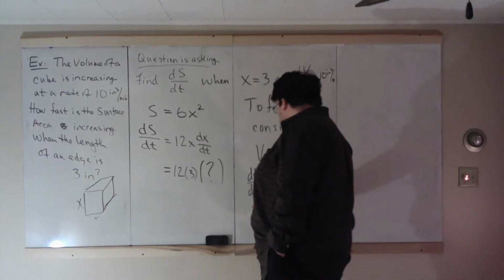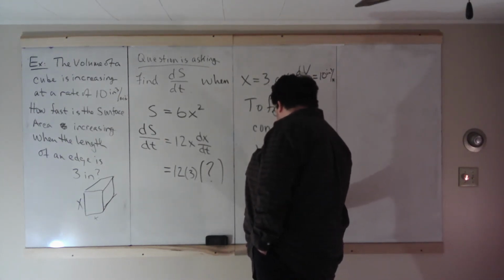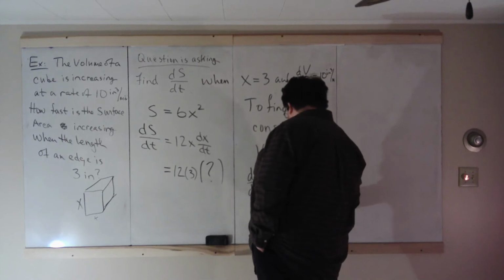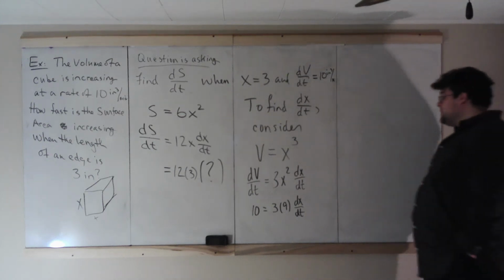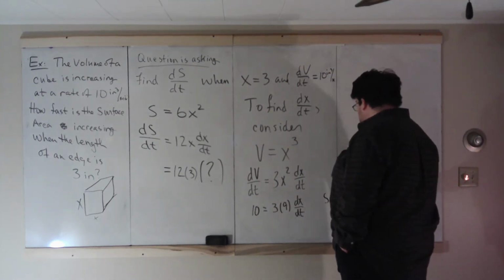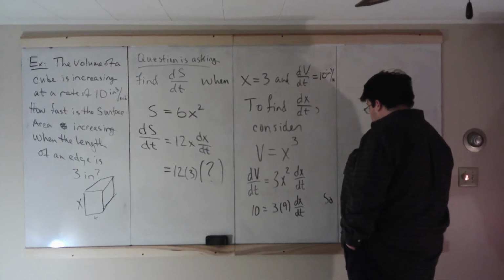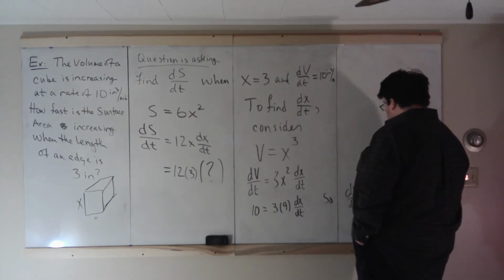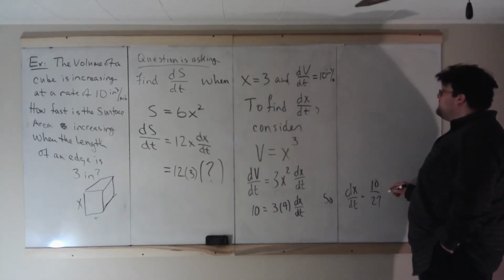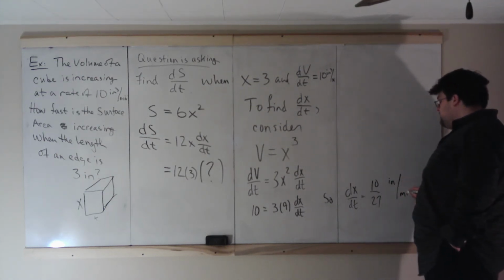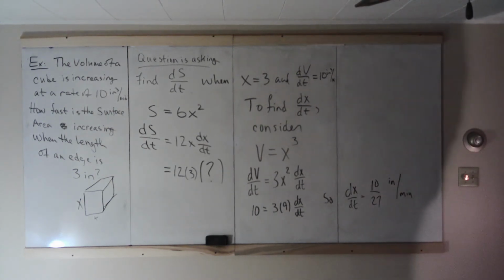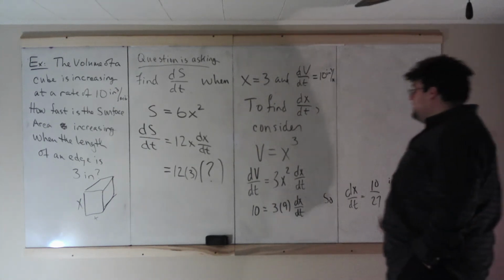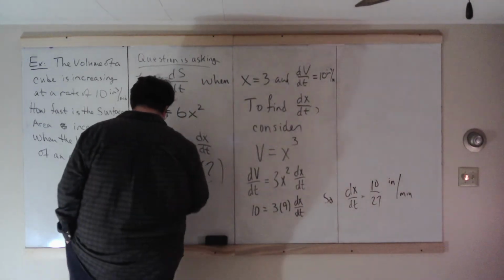dV/dt is 10. x equals 3. So 3 times 3 squared, 3 times 9, dx/dt. So dx/dt is 10/27 inches per minute. So to figure out dx/dt, we had to appeal to another equation. dx/dt is 10/27.